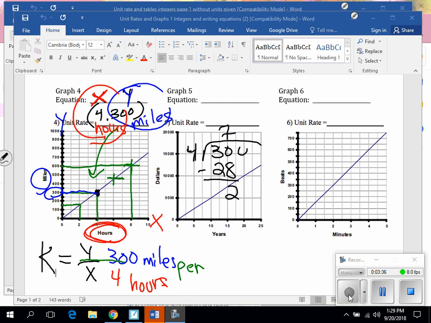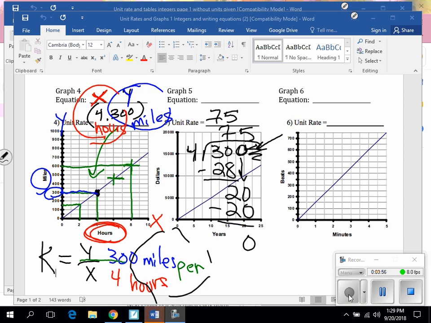30 minus 28, we have a remainder of 2. Then you bring down that extra 0. 4 goes into 20. 5 times 4 is 20. You subtract and you're left with 0. And there's no number here to bring down, so we know that we're finished. So the unit rate is 75. And we want to make sure that we write down miles per hour. Typically for miles per hour, people will write mph, so 75 miles per hour.